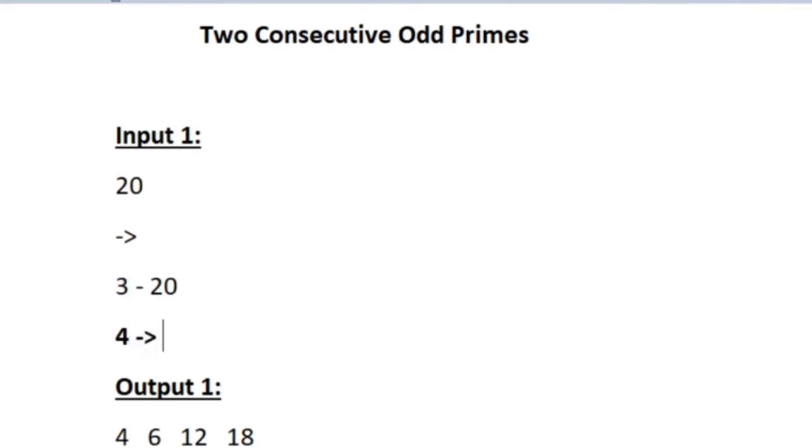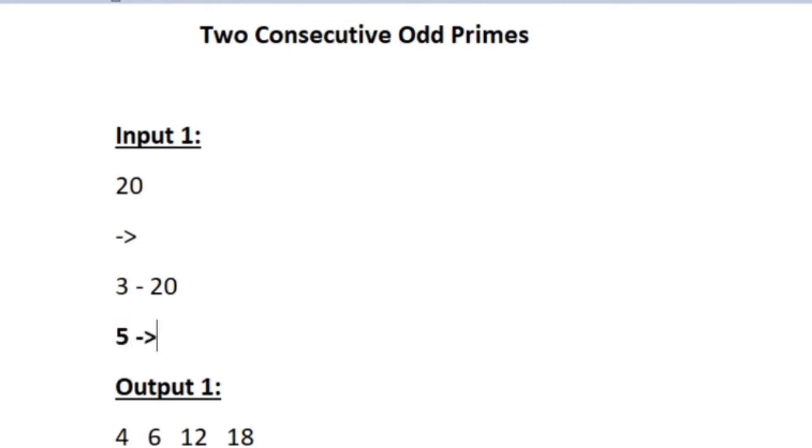So the previous integer for 4 is 3 and the next integer is 5. So 3 and 5 both are consecutive odd numbers and both the integers 3 and 5 are odd. So we can print this integer 4. So in our output also we are printing the integer 4. And the next integer in the range is 5.